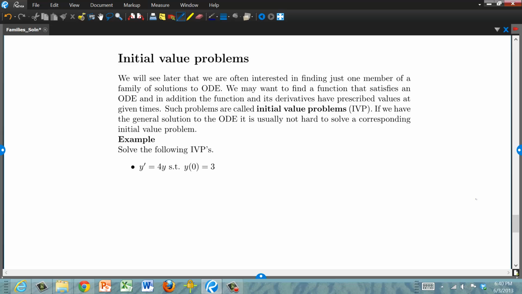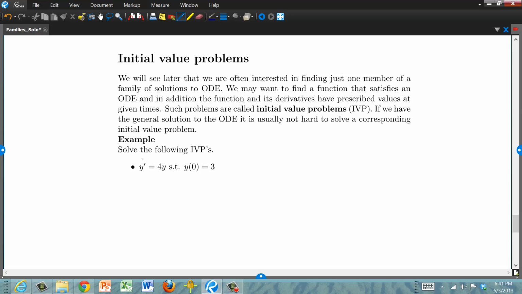Okay, so let's continue just a little bit further. We want to talk about initial value problems. Now remember, if I look at a given ODE, say y prime equals 4y, then there are probably infinitely many solutions to that. And indeed there are infinitely many solutions to that differential equation. Initial value problems add another condition to the ODE.